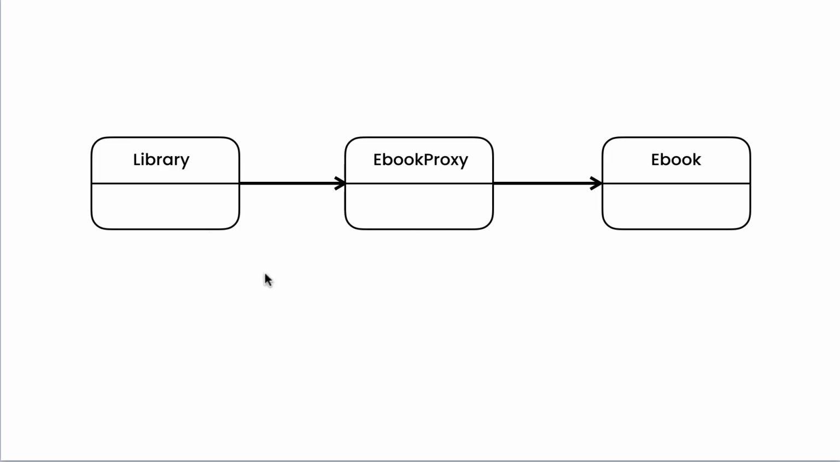So our library class should talk to this ebook proxy, which should talk to this ebook class. So this proxy class acts as a proxy or an agent and sits between the library and the ebook classes. So in this class, we can write code and create this ebook object on demand, only when we need to show it. This is what we call lazy initialization or lazy loading.